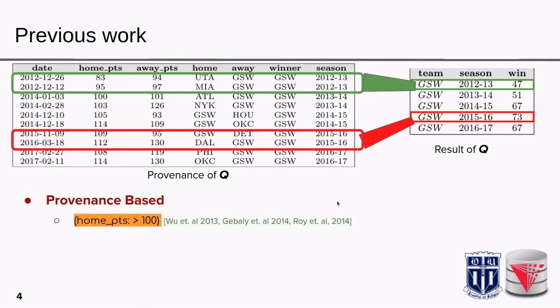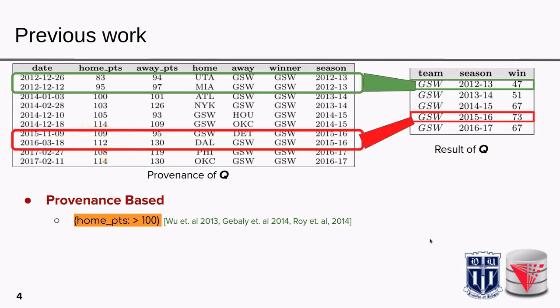The provenance-based method then would try to find the selection pattern, which is a set of predicates with constants that compactly describe the pattern from a table. In this toy example, one of the explanations for one GSW wins 73 games is home points bigger than 100, which gave the hint that home team would have more points in 2015 to 16 season. This is merely a fact and does not provide any meaningful explanation to our question.